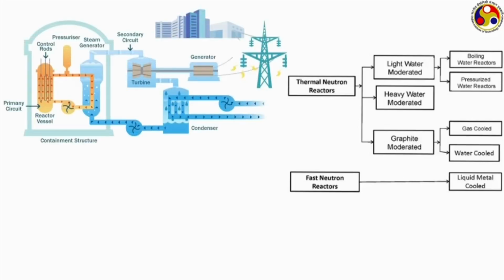This is a common schematic diagram for a pressurized water reactor. In case of pressurized water reactor, the water is maintained in single phase by using a pressurizer. The pressurizer maintains a pressure inside the reactor such that the maximum temperature of water is not allowed to cross the saturation temperature, and hence we are having single phase operation.